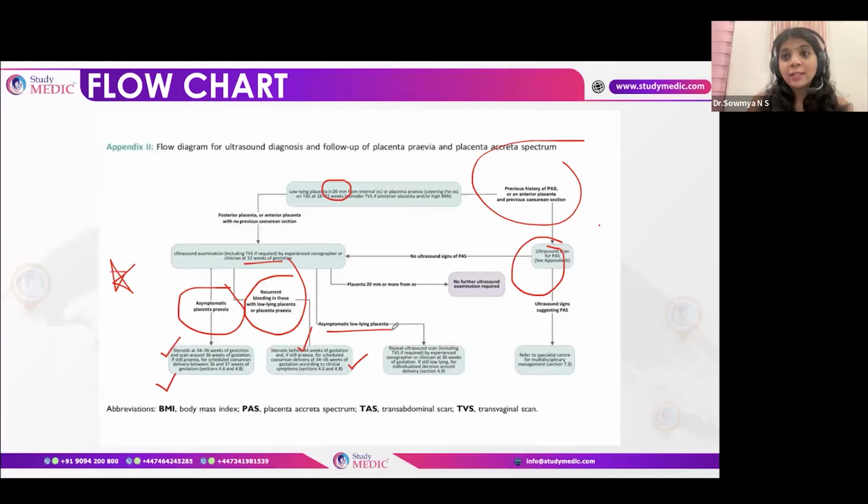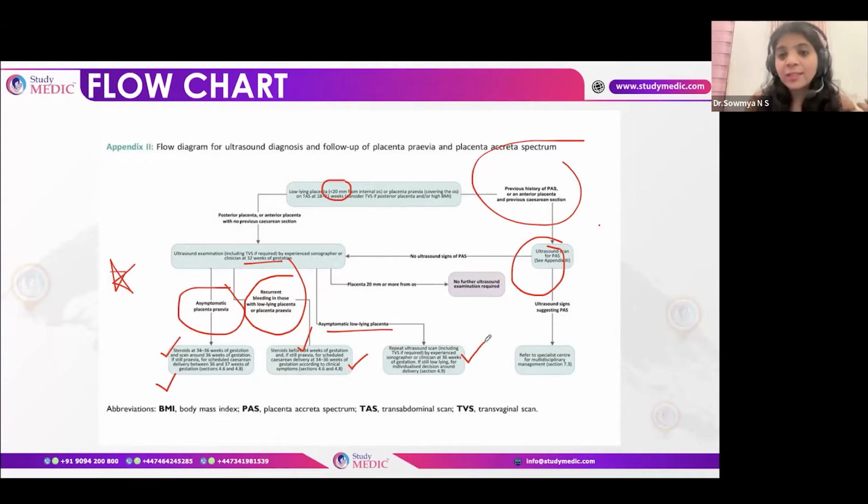Asymptomatic low-lying placenta, I'm talking about low-lying placenta. What you do is, after like 32 weeks, you have seen it's a low-lying placenta, but it is not previa. You would repeat a scan again at 36 weeks and see if the baby's head goes below the placenta, okay, so then you can deliver.